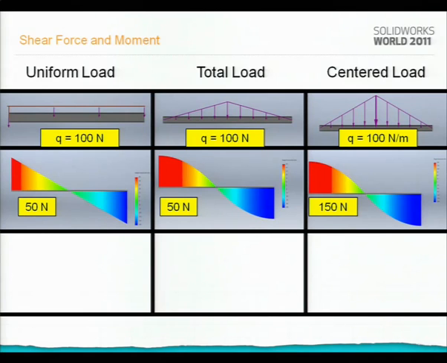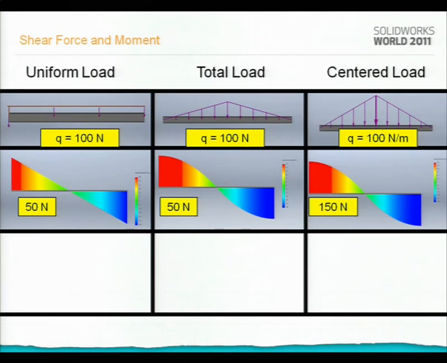They see, okay, this is the shear force. At the end of the connection, I have 50 newtons. So 50 newtons will be an input for me to simulate, to calculate the joint, right?